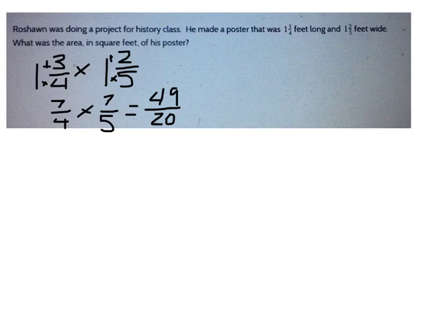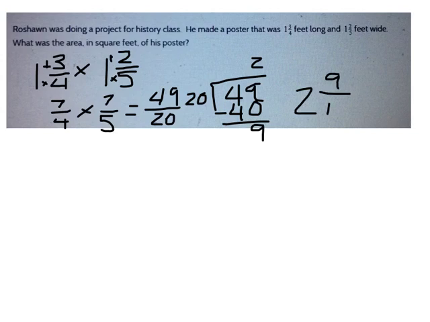My last step is to convert that back to a mixed number using division. What's 49 divided by 20 written as a mixed number? Well, 20 goes into 49 twice, with 9 left over. So the answer is 2 9/20 square feet.